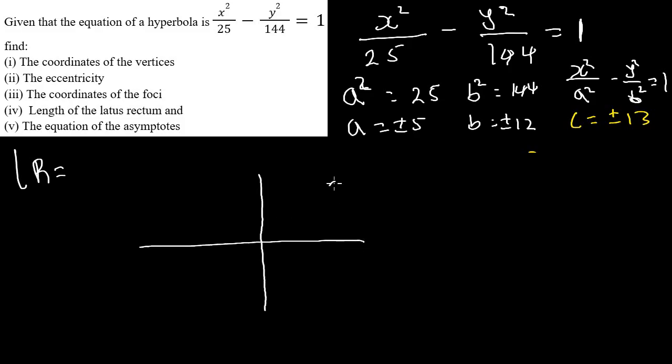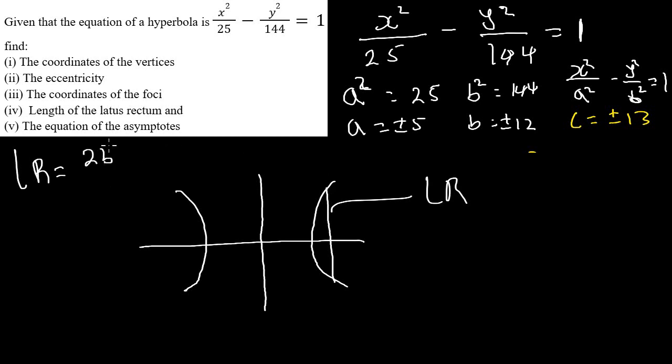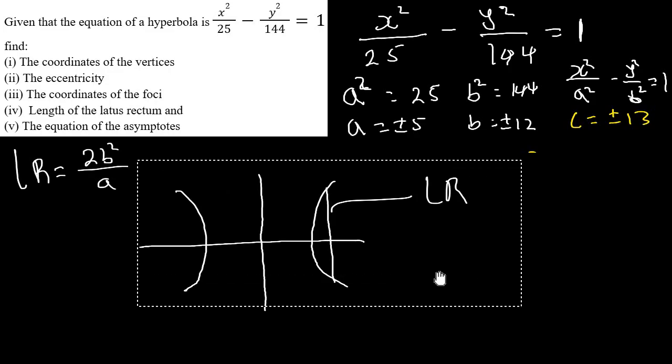I have a hyperbola. This is the arc at the right hand side. This is the arc at the left hand side. So if you have a line drawn from one edge to the other edge of that arc, that line is what we call latus rectum. Its magnitude is always 2b squared over a. So that is how you can get the magnitude of the latus rectum.